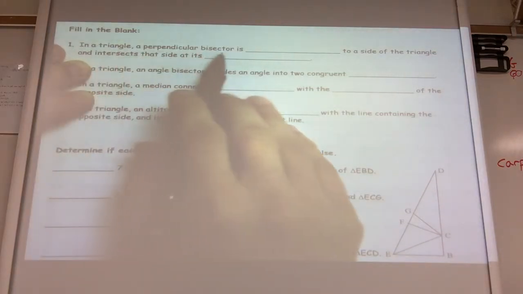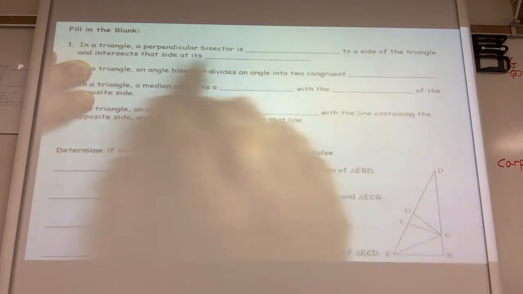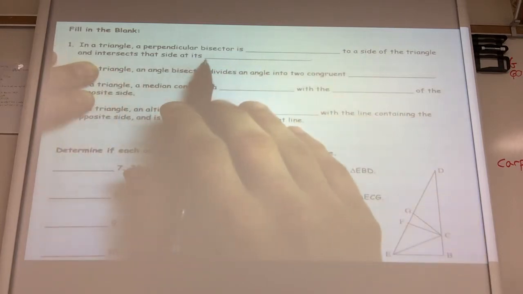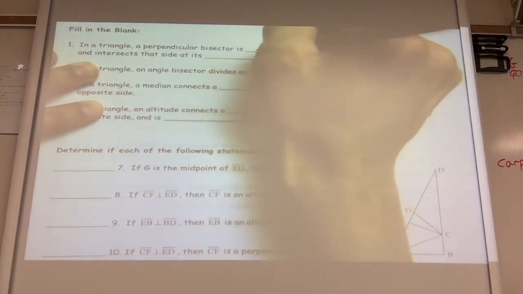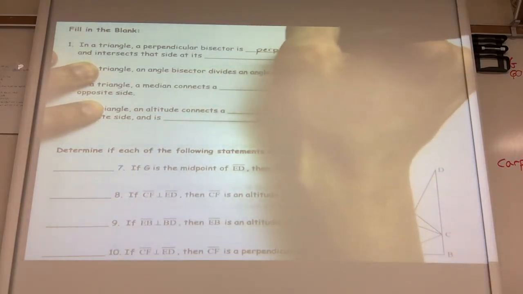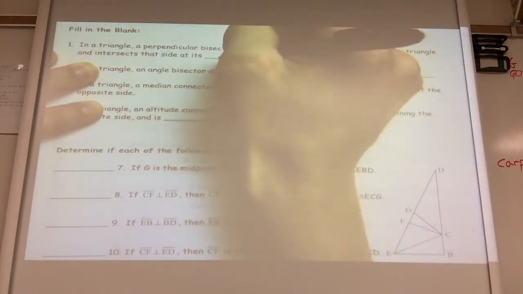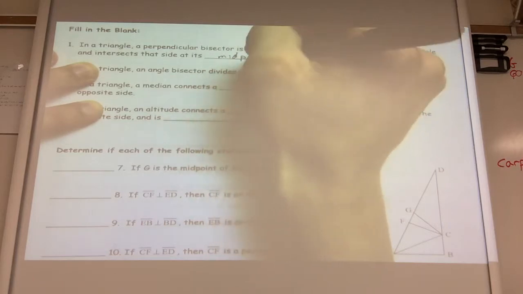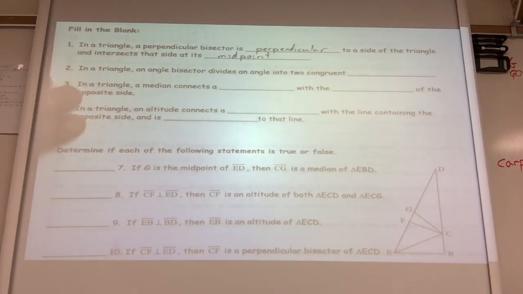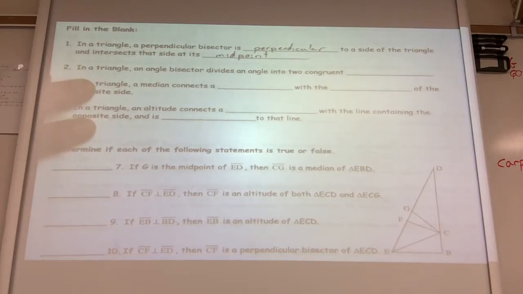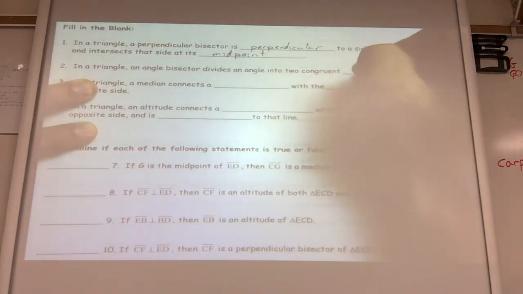So in a triangle, a perpendicular bisector is blank to a side. I'm guessing that's probably perpendicular to a side of the triangle and intersects that side at its midpoint. So it's perpendicular to a side, and it intersects the side at its midpoint. All right, next one. In a triangle, an angle bisector divides an angle into two congruent angles.